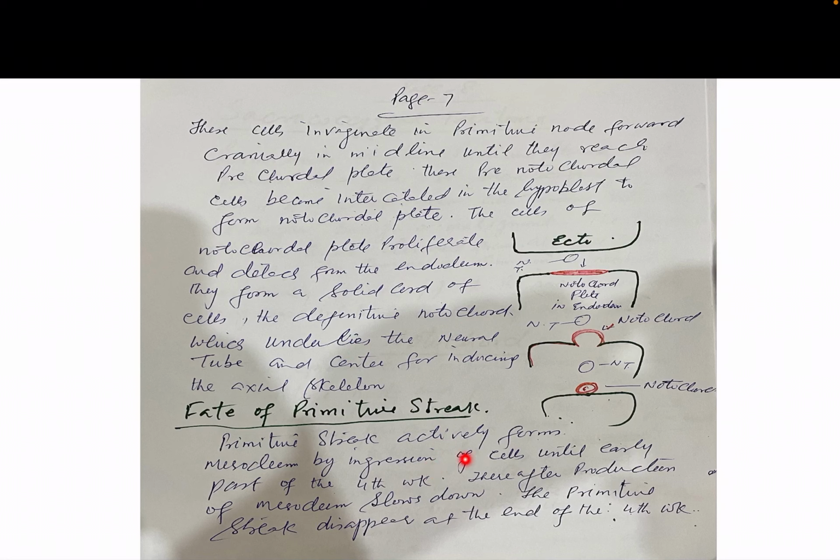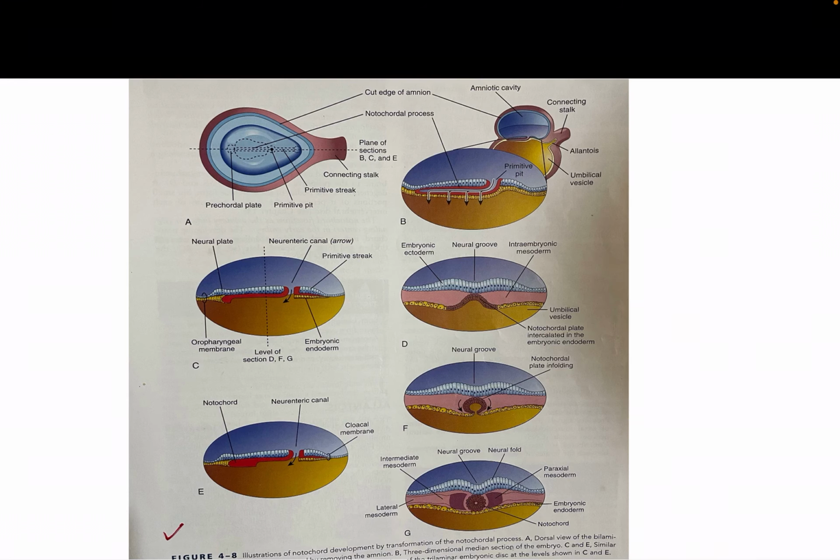Fate of the primitive streak. The primitive streak actively forms the mesoderm by the ingression of cells until the early part of the 4th week. Thereafter, the production of the mesoderm slows down. The primitive streak disappears at the end of the 4th week.